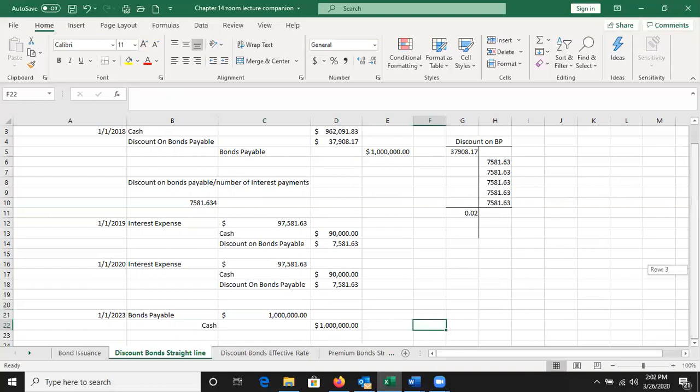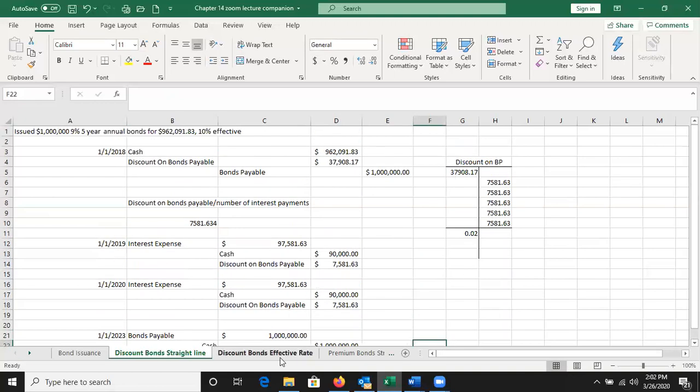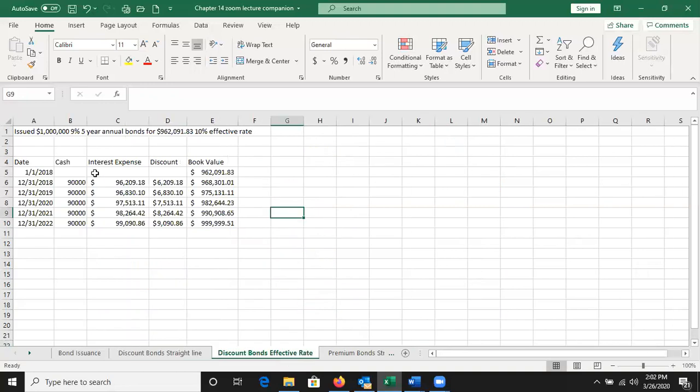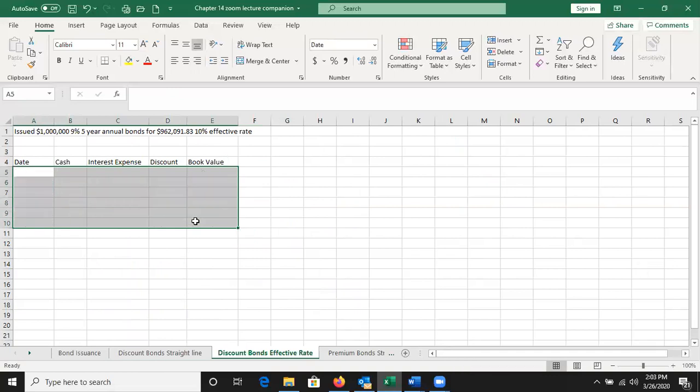All right, so that's a discount on bonds payable. Now we're going to look at the effective rate. Okay, I'm going to delete all this. So the effective rate is where you have that nice amortization schedule. Okay, straight line, even amount every year. The effective rate says, hey, you actually recognize a different amount of interest expense as the book value changes of the bond.